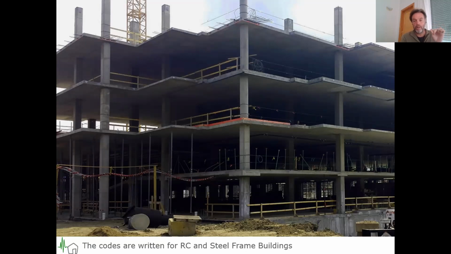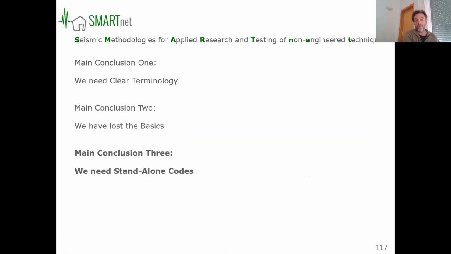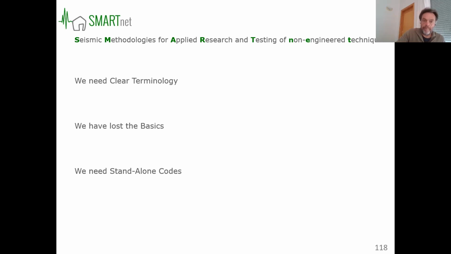The seismic codes are not written for masonry, but for concrete and steel frame buildings. In a building like this, most of the mass is in the floor, as opposed to my buildings, where most of the mass is in the walls. Actually, 98% of this building is masonry. It is a masonry shell with holes in it, and the floor and the roof are only about 2% of the total mass. So the seismic codes as they are basically are not meant for this. That is then our third conclusion: we need standalone codes.